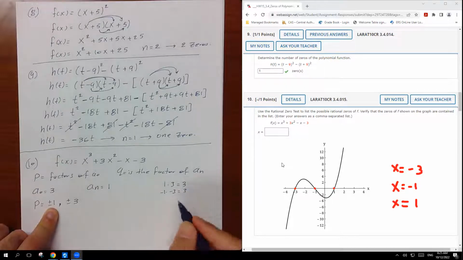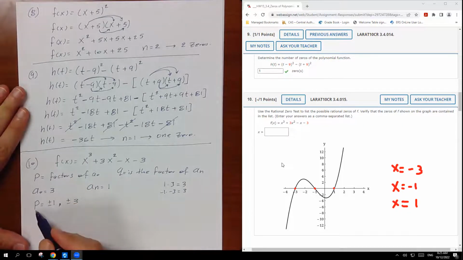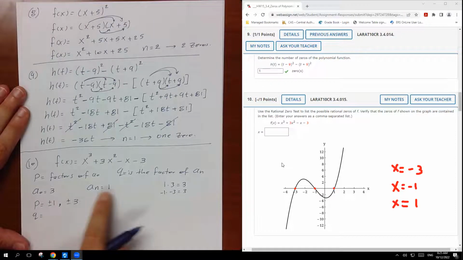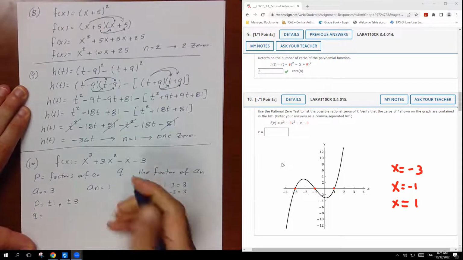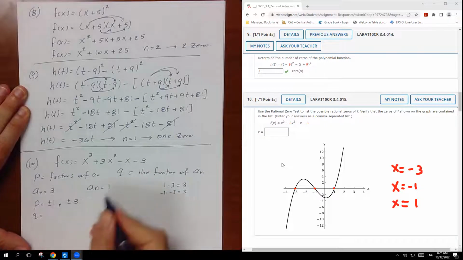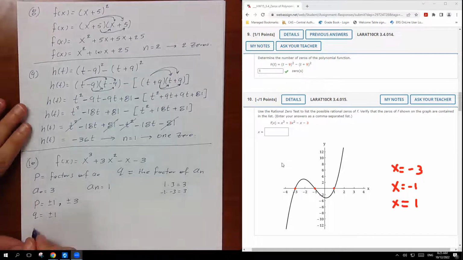So these are the possibles. Positive negative 1 and positive negative 3. These are the P, all the factors for A naught. Q is going to be all factors for AN. So the factors for 1 is just plus or minus 1. Now we need to find all possible zeros, which is P divided by Q.